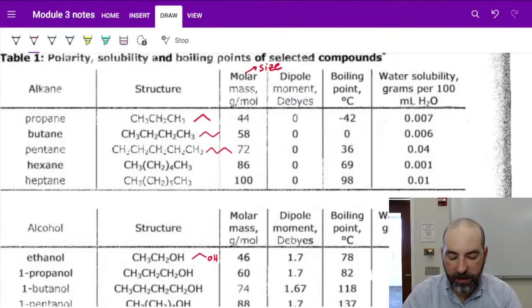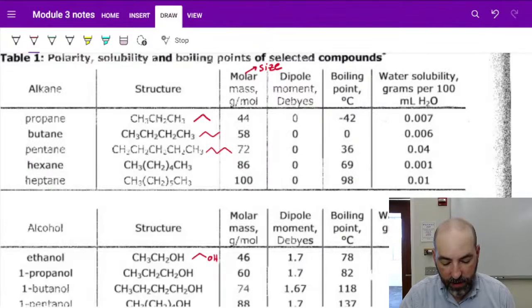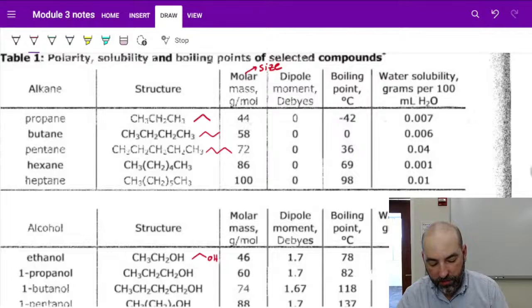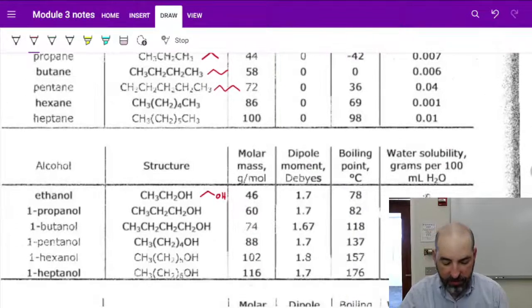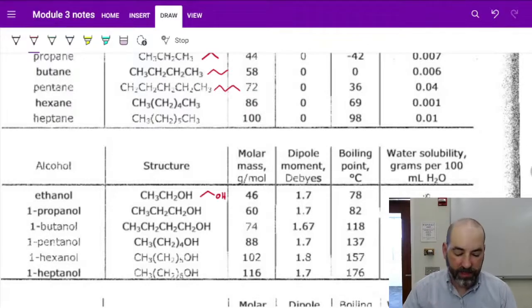So one thing that it's going to ask you to do later on is to compare similarly sized molecules. So in order to do that, you need to look for similarly sized molecules. So that means you want to compare this one up here that's 44 with this one down here that's 46, not this one up here that's 44 with this one down here that's 116 or something. So that's just a measure of the size.